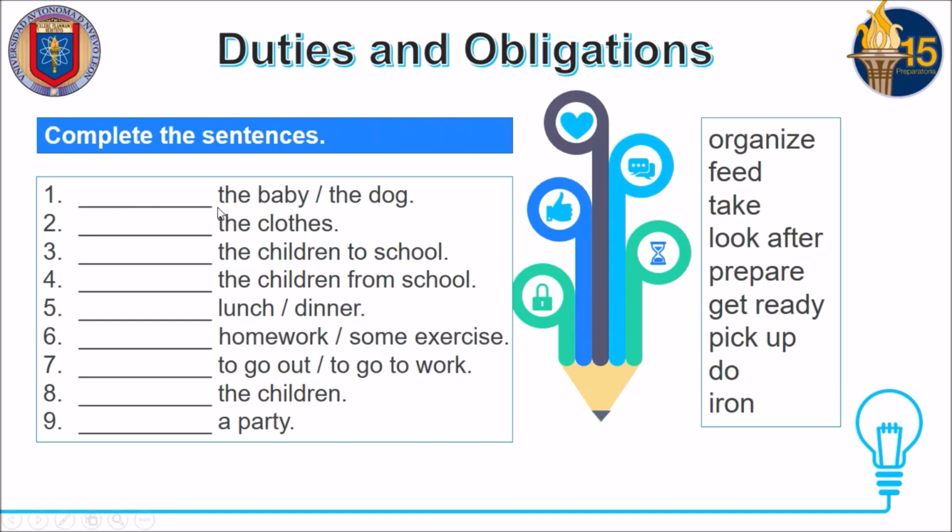In this section you have the baby or the dog, maybe it's something that you need to do for them. So, which is the one you think it is? The clothes, the children to school, the children from school, so this is different, to and from, lunch, dinner, homework or some exercise, to go out, to go to work, the children, a party. So let me show you the answers for you to compare.